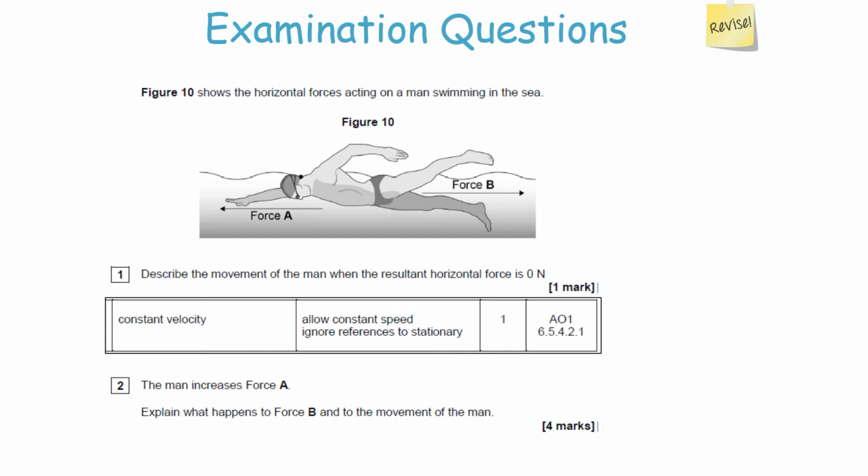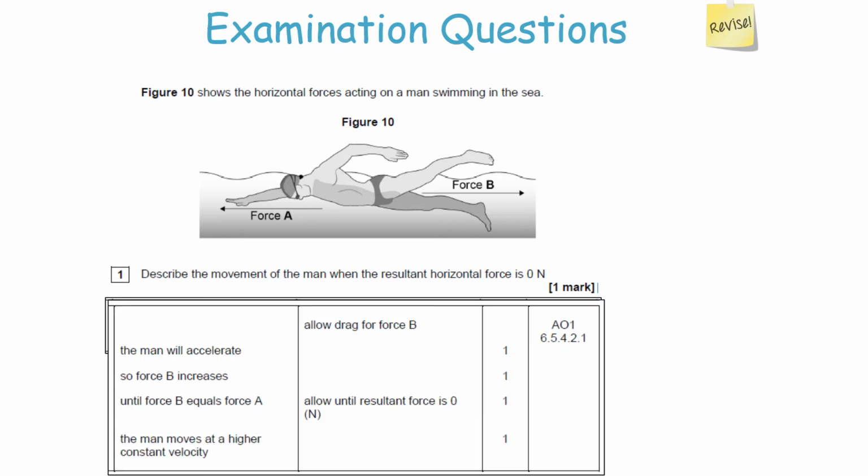But because he's moving through a fluid, in this case water, this means that the drag force will increase, because the faster the person is moving through the fluid, water, the more water particles they've got to move out of the way every second. So this tells us that the drag force B is going to increase and increase again until force A equals force B. At that point, the resultant force is once again 0, and so the man in this case moves at a higher constant velocity. Note, not terminal velocity, because the person isn't falling, they're swimming through the fluid.